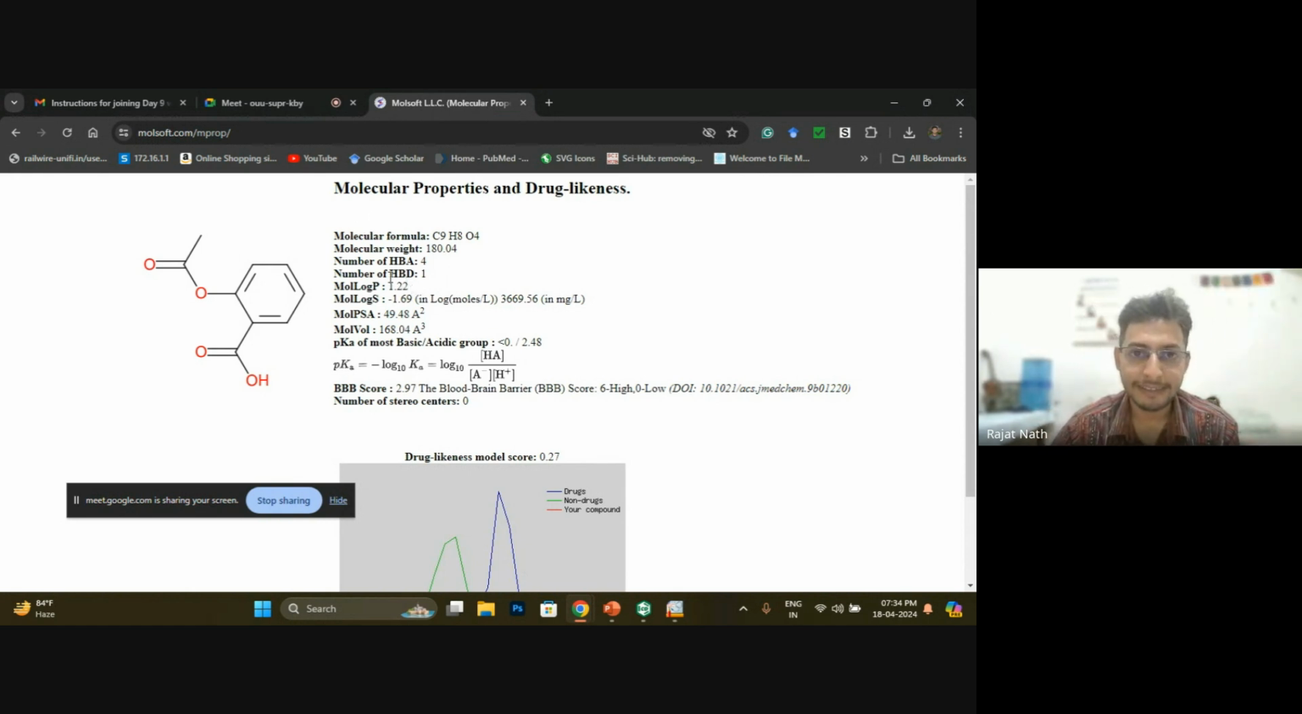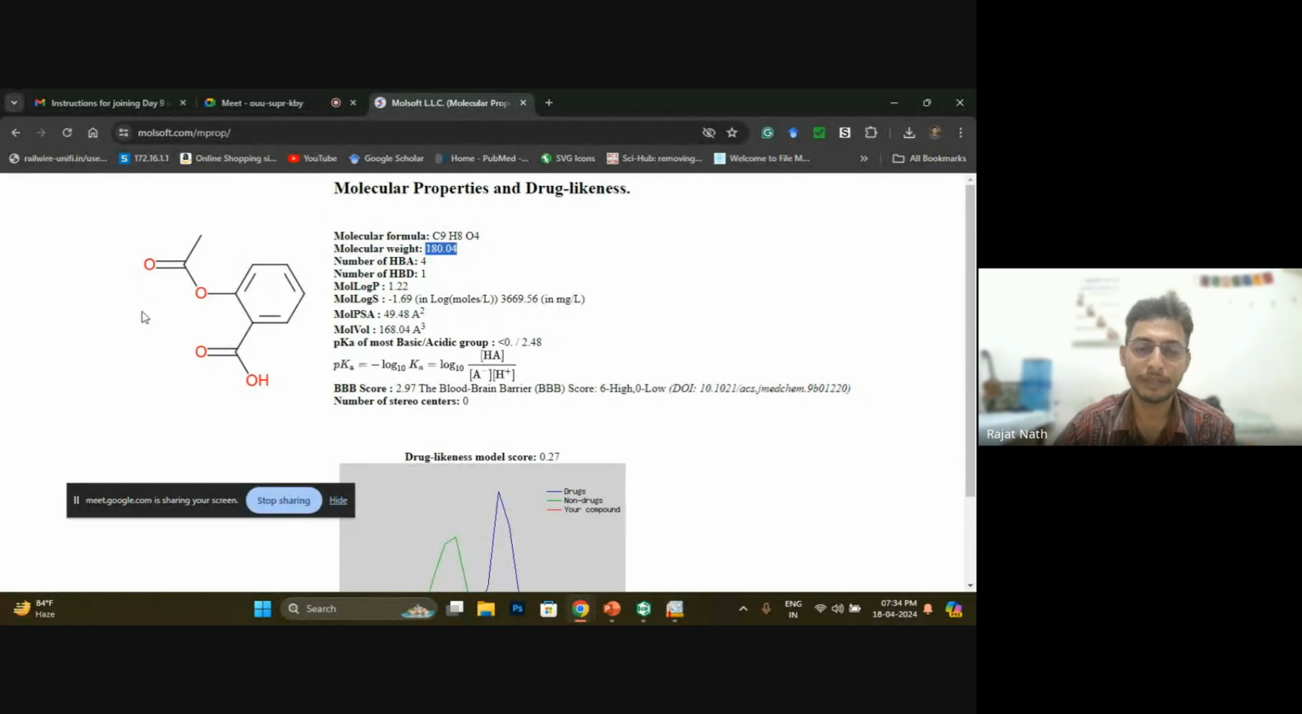So see, the molecular weight is showing 180, number of hydrogen bond acceptors is showing 4, number of hydrogen bond donors is 1, and log P value is 1.122. So all the rules of Lipinski are followed by this compound. Okay. If any rule is violated by this compound, it will be written in red color.